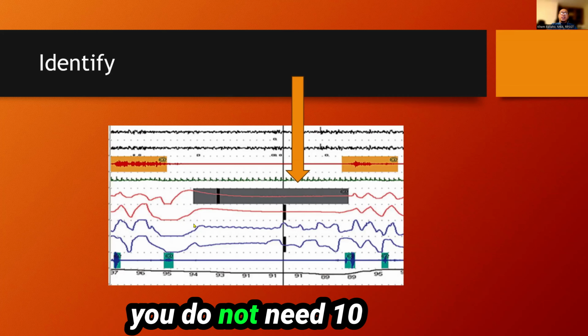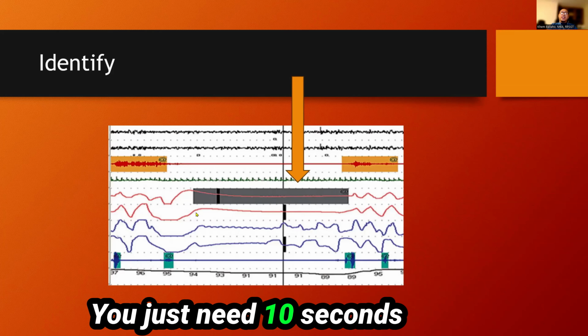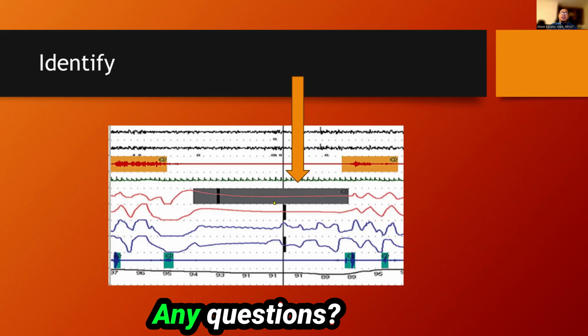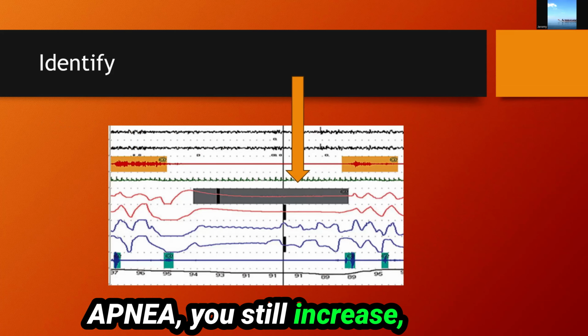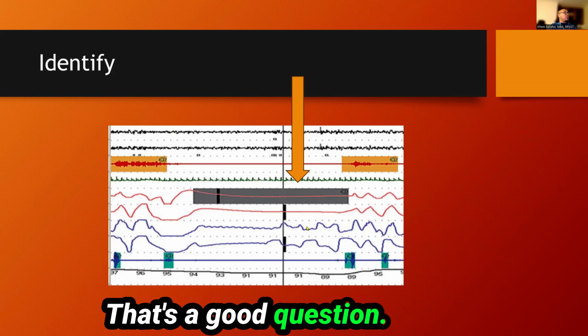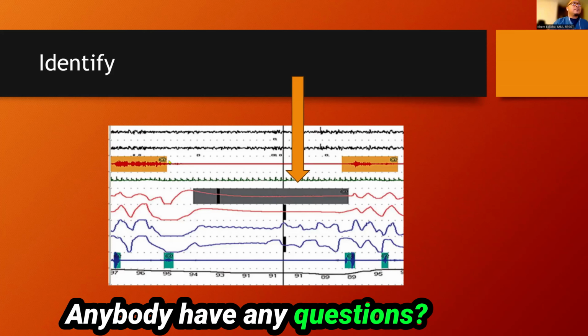You do not need 10 seconds worth of central. You just need 10 seconds minimum of the whole event. Any questions? If you encounter a mixed apnea, you still increase, because you still have an obstructive component. Okay, that's a good question. Very good. Anybody have any questions?